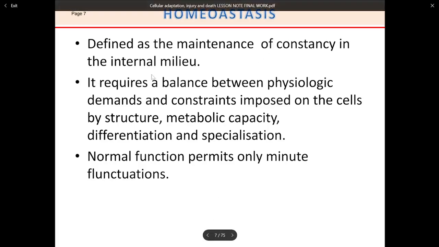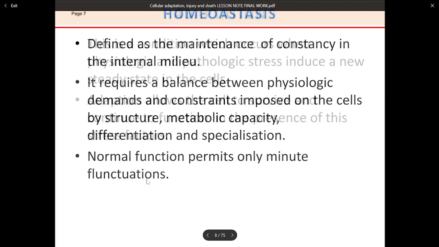Now, homeostasis, which we defined earlier as the maintenance of constancy in the internal milieu, that's the internal environment, the internal system of the body, requires a balance between physiological demand and constraint imposed on the cell by structural metabolic capacity, differentiation, and specialization. Normal function permits only minute fluctuations.